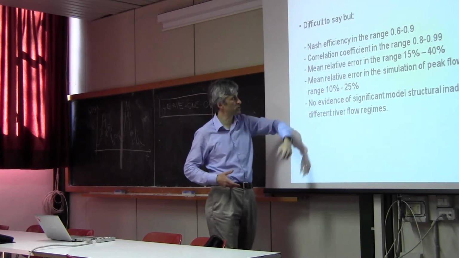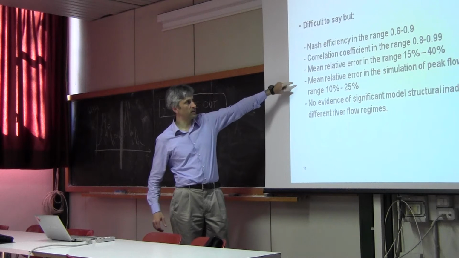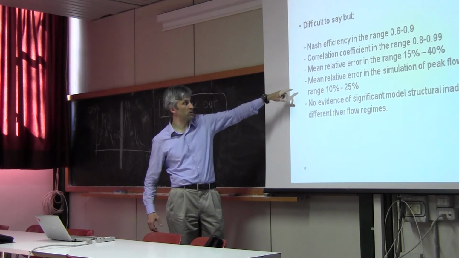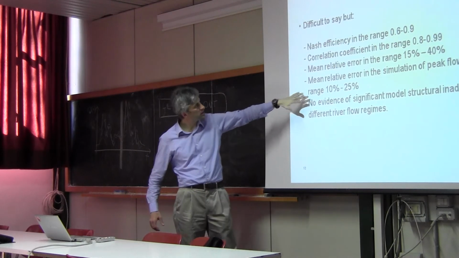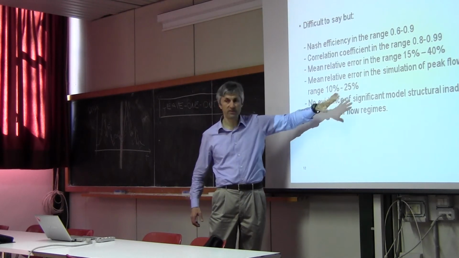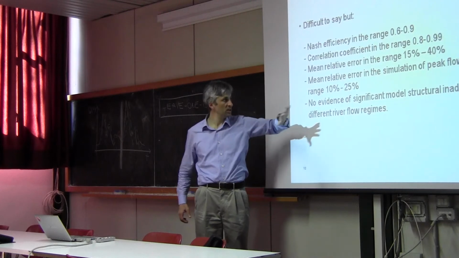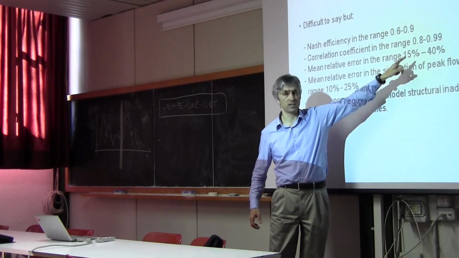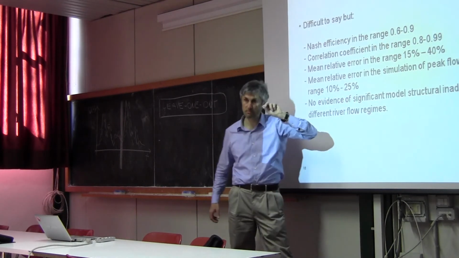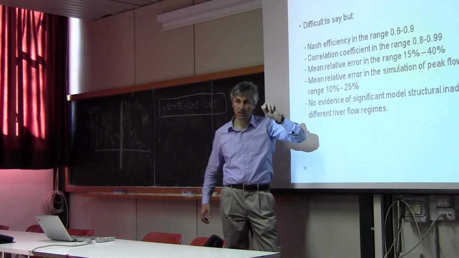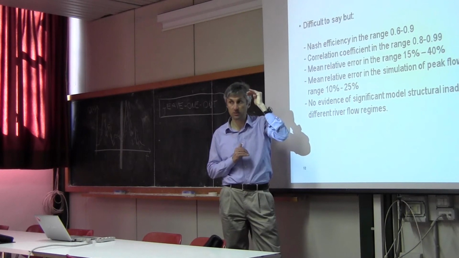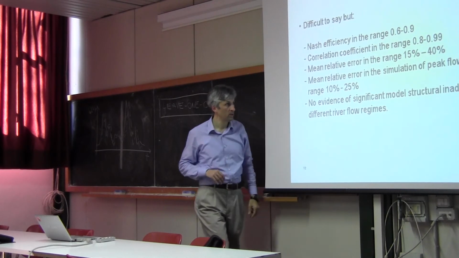Only ideal situations. Mean relative error in the simulation of peak flows, if you just concentrate on the peak flows, I would say 10–25%. This is restricted with respect to this interval here, because on the peaks, in percentage terms, your error is less relevant, because the peak is higher, the current flow is higher.